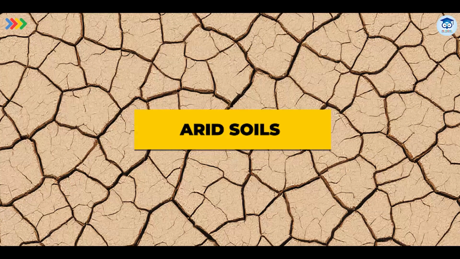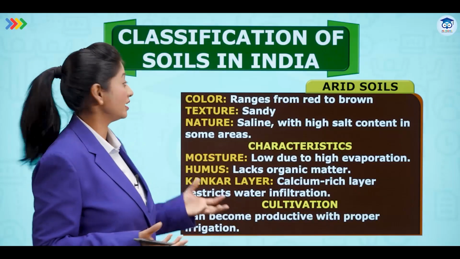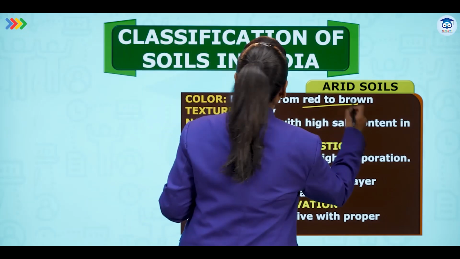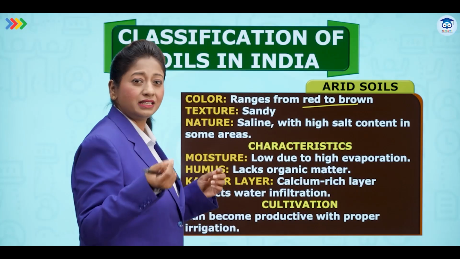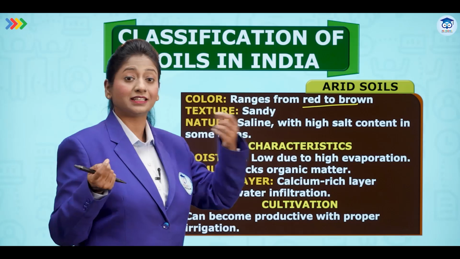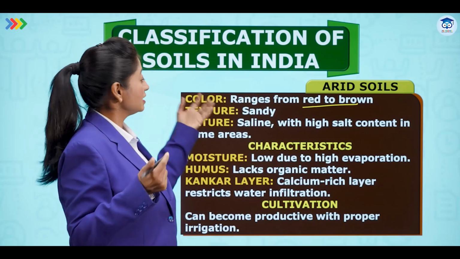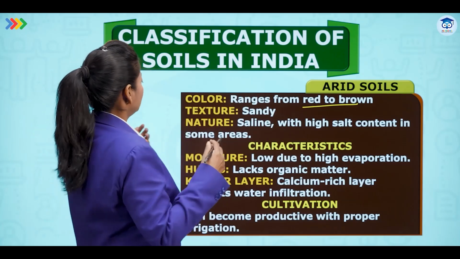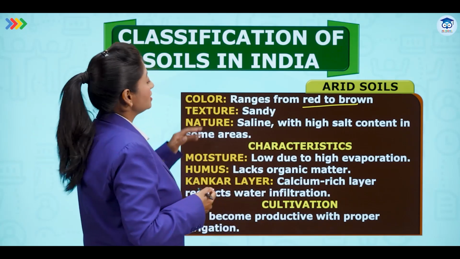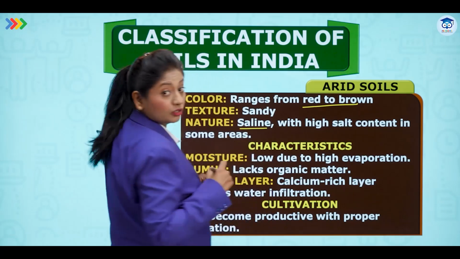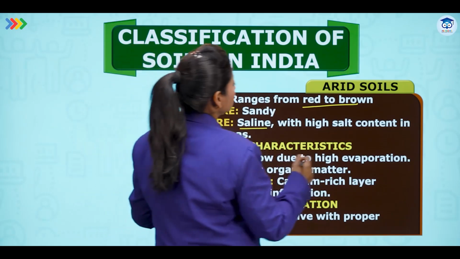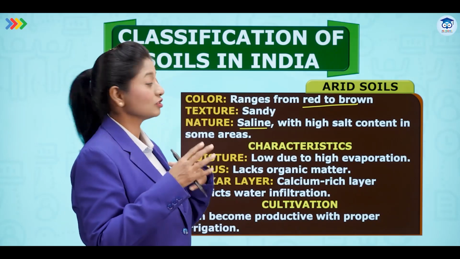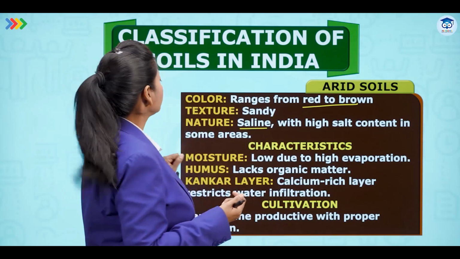Now, arid soil, in the arid, dry region. The color ranges from red to brown. If you see, it is mostly sandy in texture. If you remember, I said sand, silt and clay. Here it is mostly sand, and it contains silt and clay in lesser quantity. In nature, it is saline, with salt content found here. There is high salt content in some areas, and the content of salt varies from one place to another.